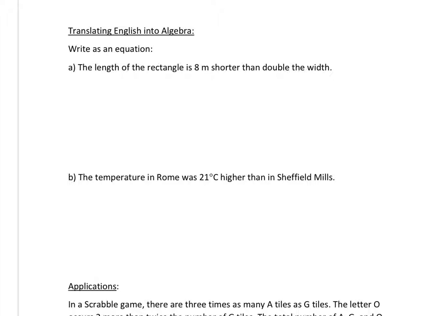So if we look at this first example, the length of a rectangle is 8 meters shorter than double the width. This could be written as an equation. So let's turn these words into an equation. The first thing to do is to define what are our variables. So let's let L represent the length of the rectangle. And then we'll let W represent the width.